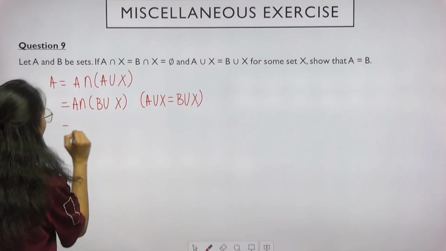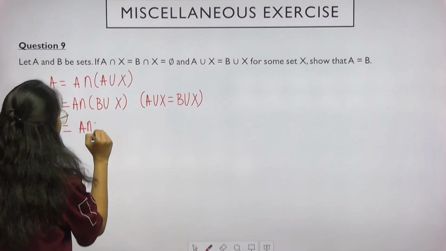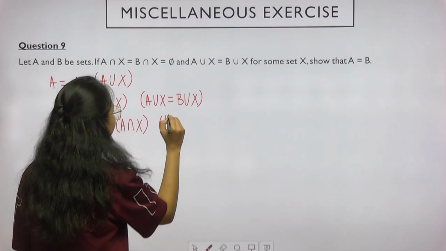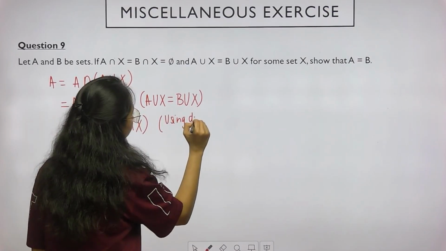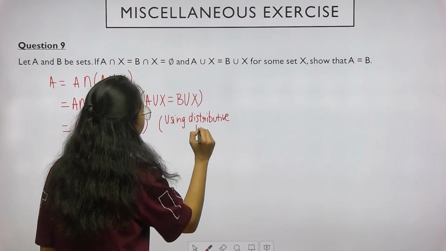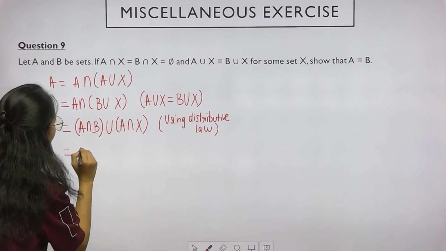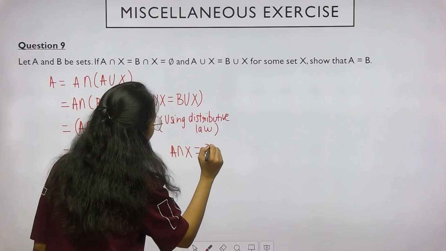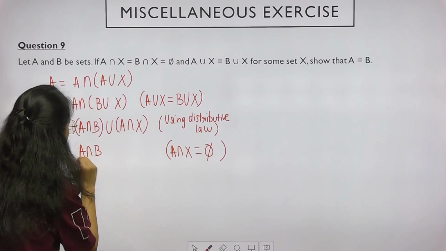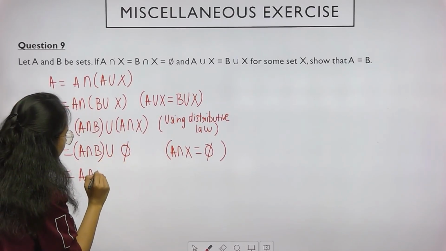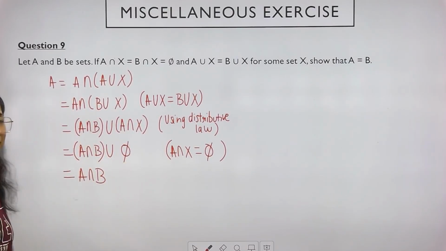Now here we'll use the distributive law. It becomes A intersection B union A intersection X. You will write here using distributive law. Now according to the question, A intersection X is equal to empty set. Now this becomes A intersection B union empty set. Now it is A intersection B. So A is equal to A intersection B.